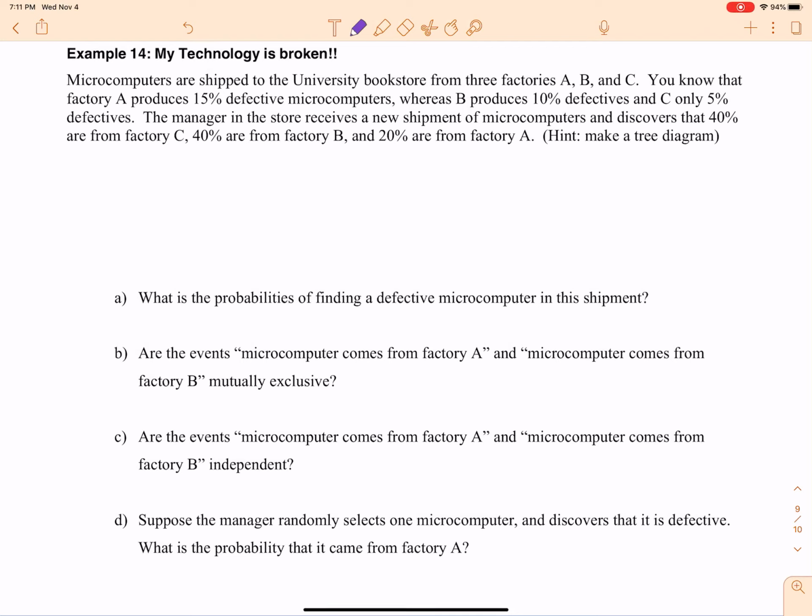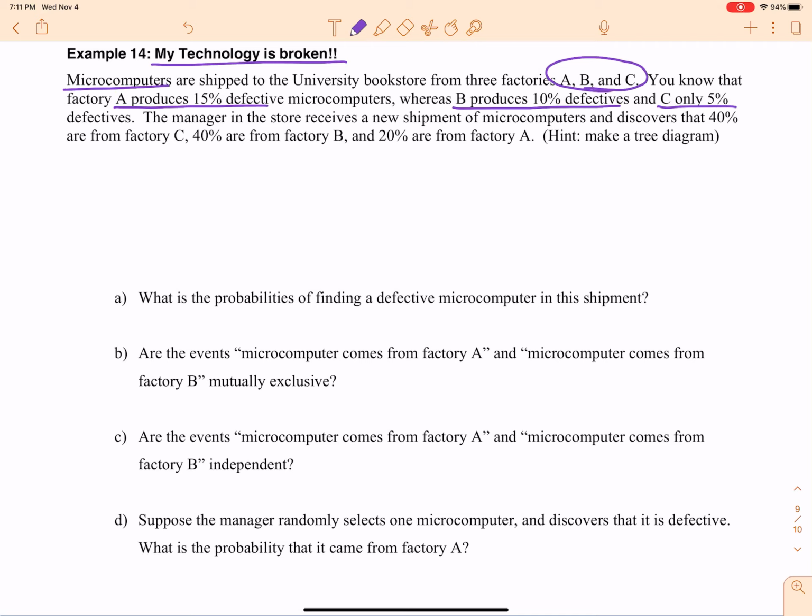Okay, babies, for example 14, I'm going to let you read this because I'm not going to read it to you, but we are dealing with microcomputers, and the title of this is My Technology's Broken. Sounds familiar. All right, so the microcomputers are going to come from either factory A, B, or C, and we know that factory A produces about 15% defectives, B produces about 10% defectives, and C produces about 5% defectives.